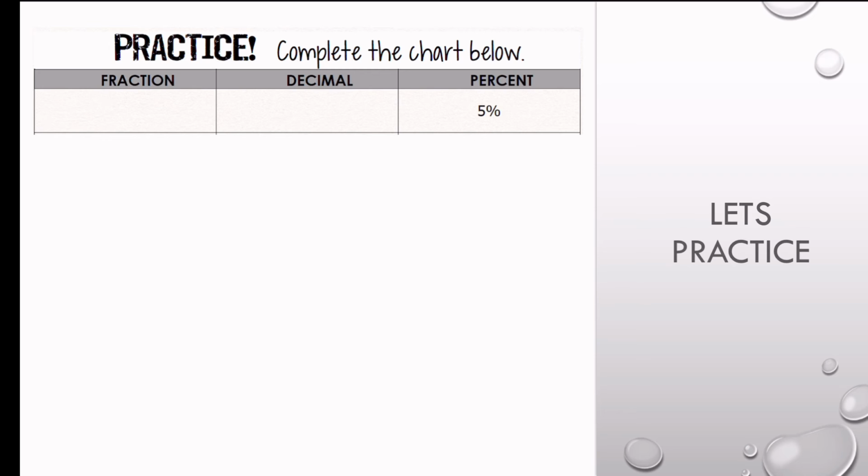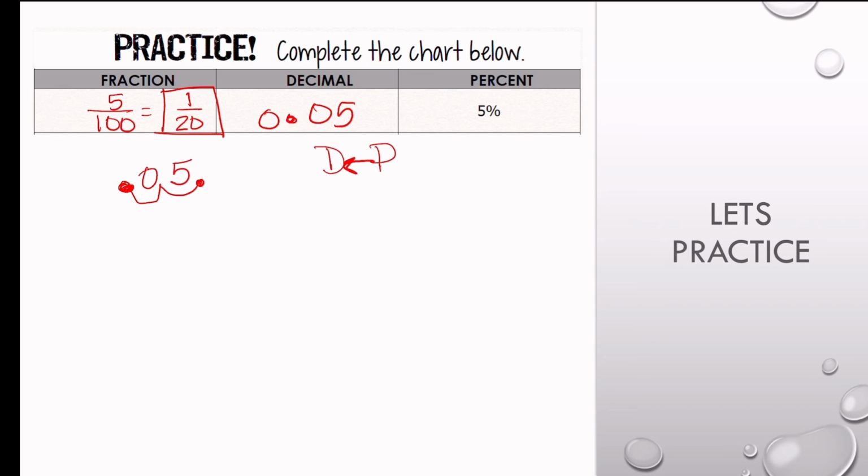So I'm going to take this 5. Where is my decimal point? It's right here. So think about your alphabet. Decimal, D comes before P. Now I'm going from a percent to a decimal. I go left. 1, 2. Well, I have this open spot. I need to put a 0. So I read this as 5 hundredths. That can be both divided by 5 to get 1/20.